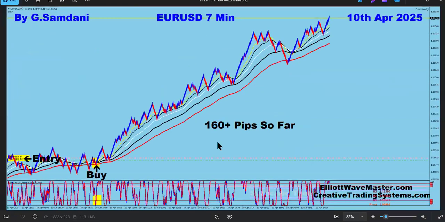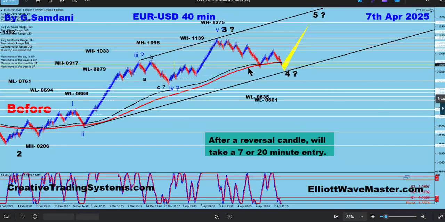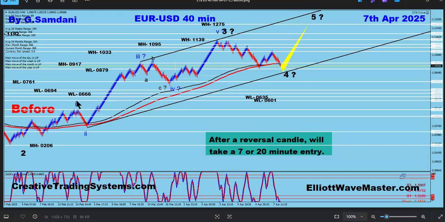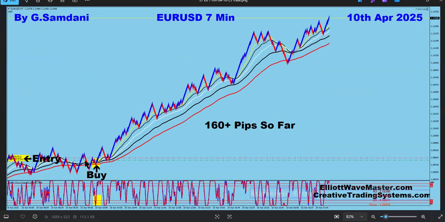Euro USD 160 pips, and this was based on my 40-minute chart of this. I was expecting wave 1, 2, and then 1, 2, 3, 4, 5, 3, and then wave 4 was finished. And I said, from here we're going to go to the upside for wave 5. And it started to go, and then I got the entry and 165 pips.